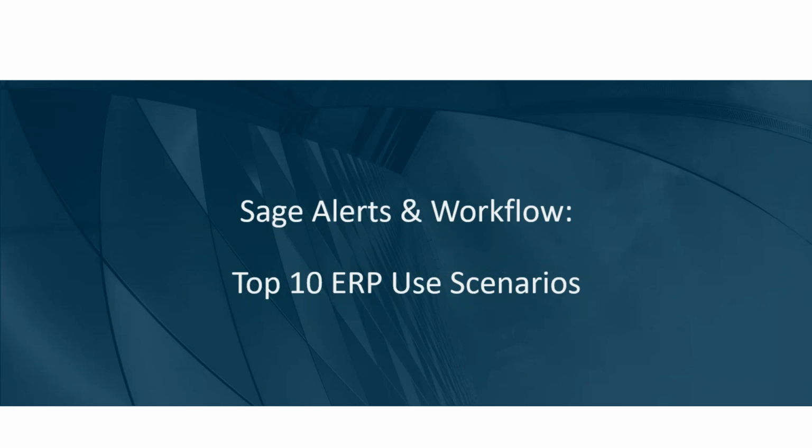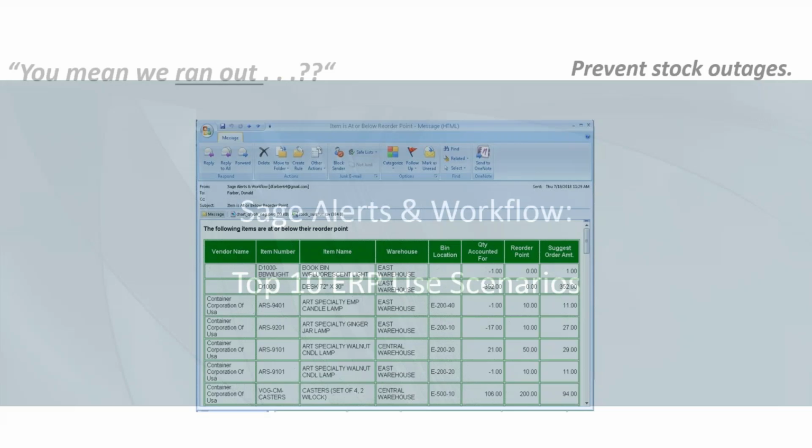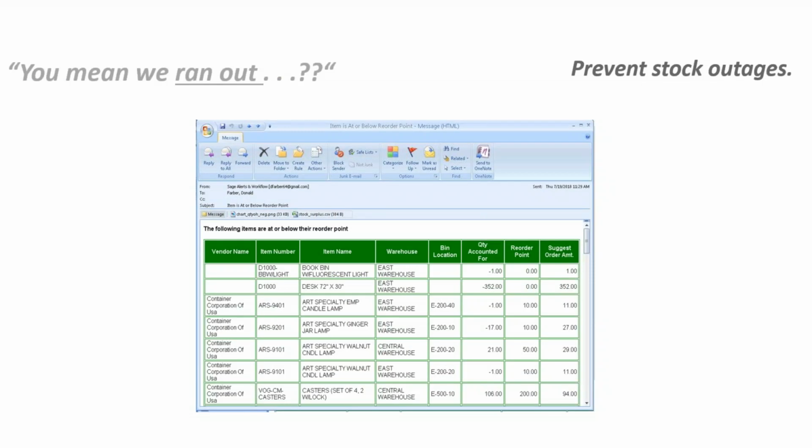So I promised you that I'd go through the top 10 most common uses of Sage Alerts and Workflow for Sage 100 customers, and here they are. Number 1, monitoring stock levels. You know, the last thing you want to hear from your staff is, we ran out of that item. Oops, we didn't know we were running so low.